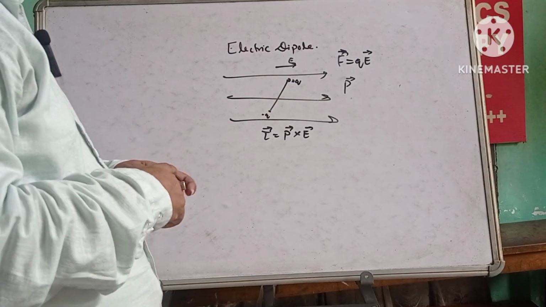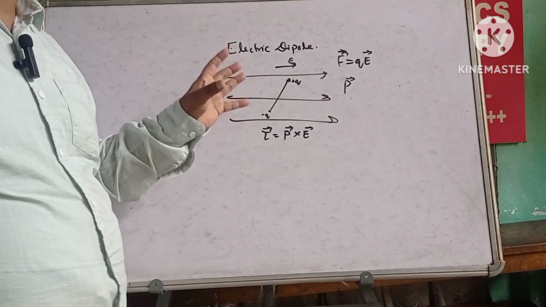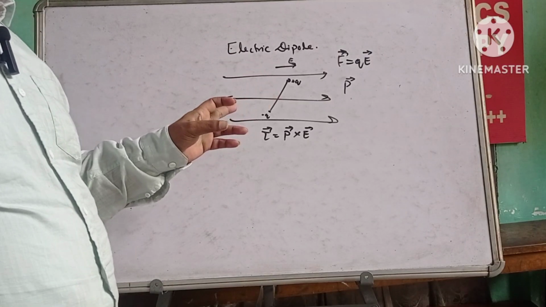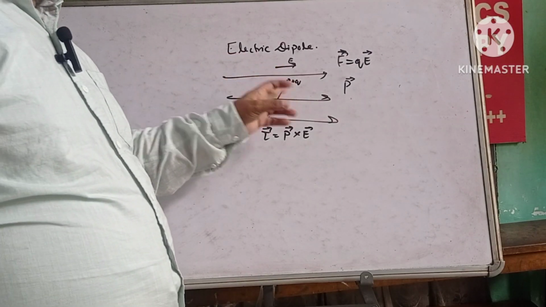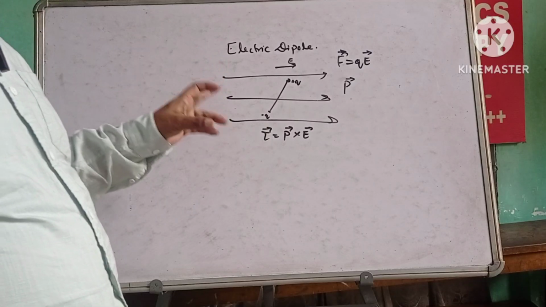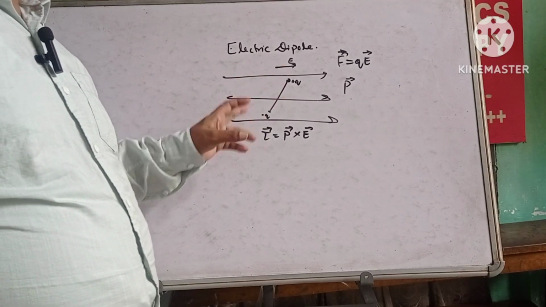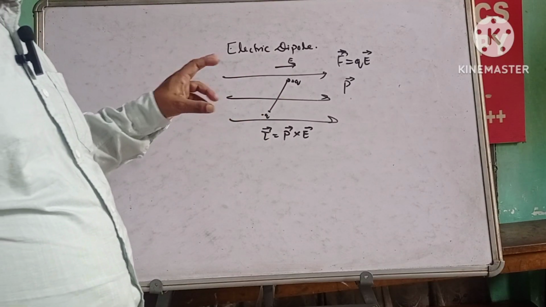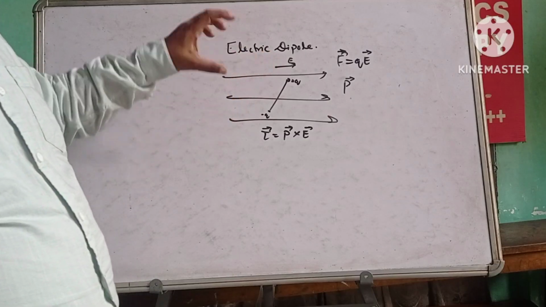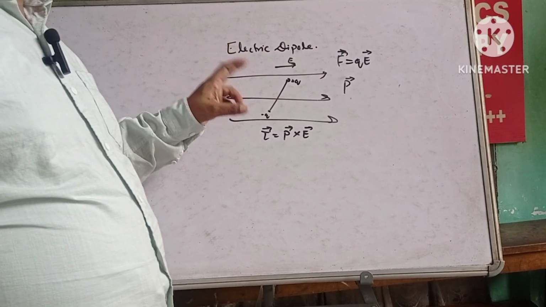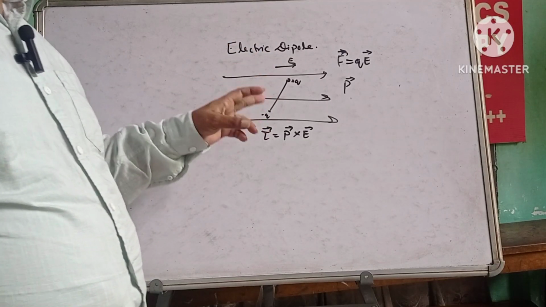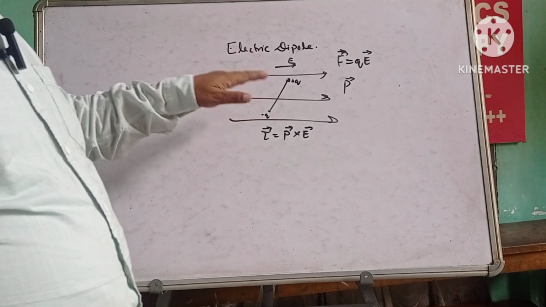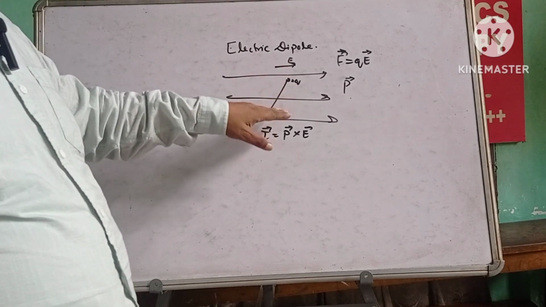So do not get confused. Who creates the torque? The force creates the torque. How? These forces are, no doubt, equal and opposite, but since they are separated by a distance, a torque is created, and that torque will rotate, and the direction of the torque will be perpendicular to the plane containing E and Q.